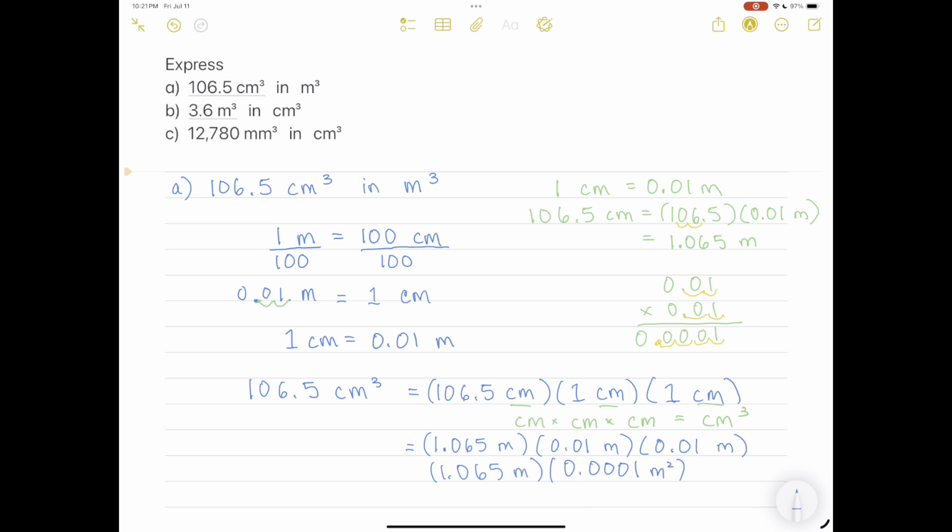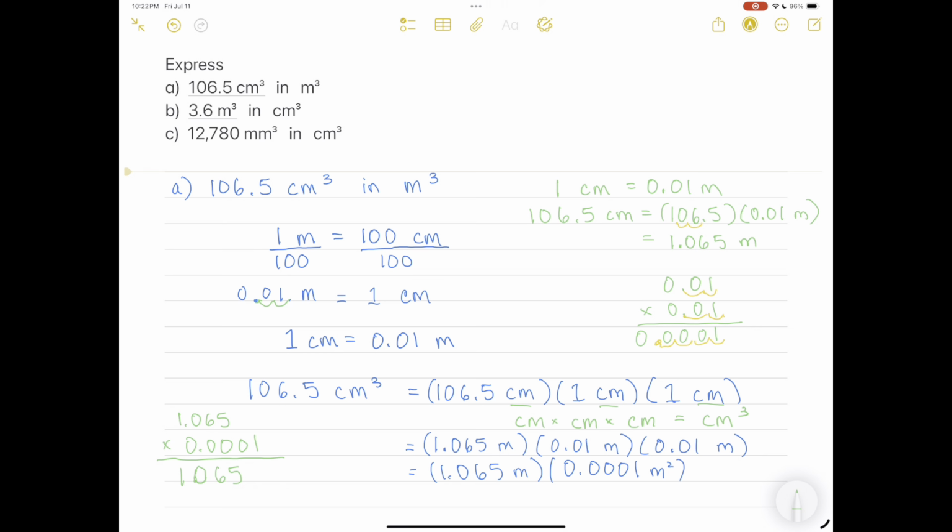And I multiply that with 1.065 meters to continue the problem. 1.065 times 0.0001, I do that calculation on the side. 1 times 1065 equals 1065.